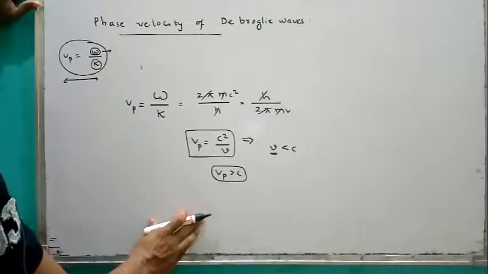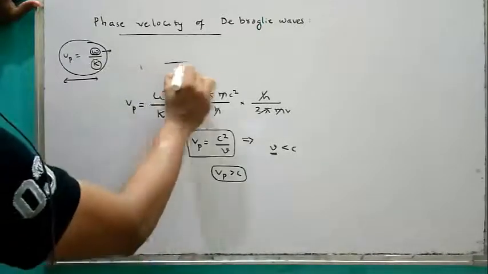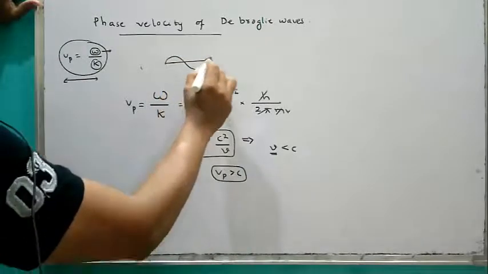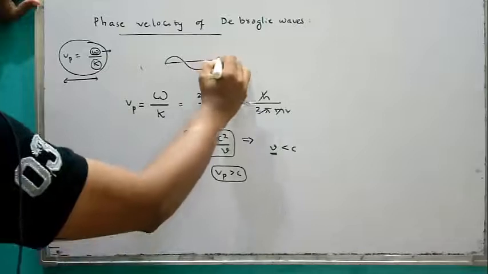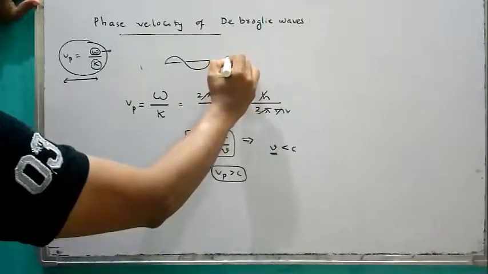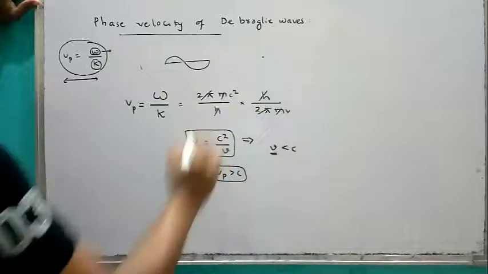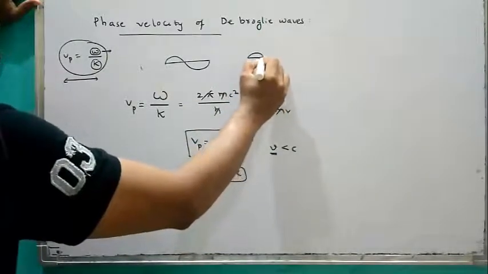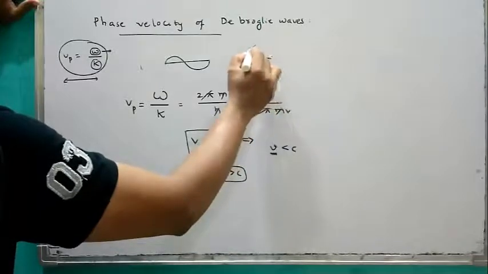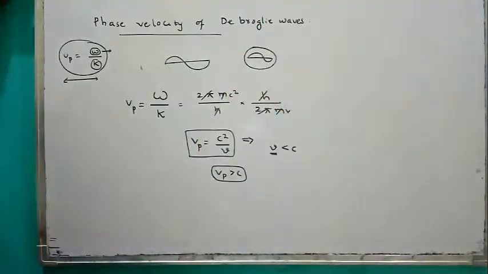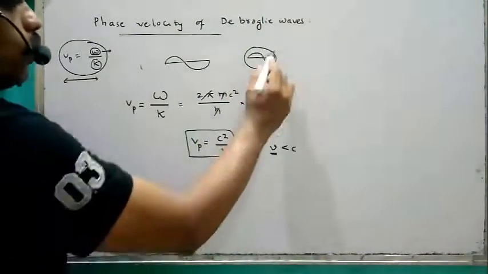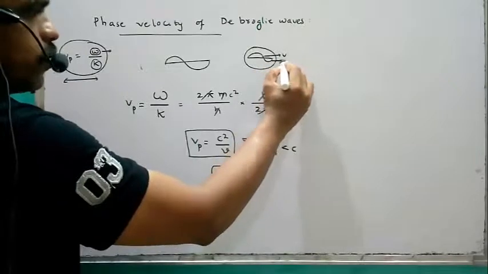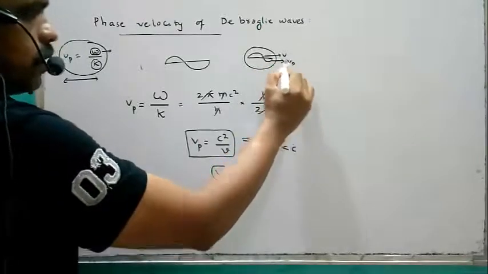So the de Broglie wave associated with a particle would travel much faster than the particle itself. For example, a particle is associated with one wave. So the particle and wave are contained at the same time. This means the particle is moving with velocity v, while the phase velocity, that is the wave velocity, is moving greater than v.